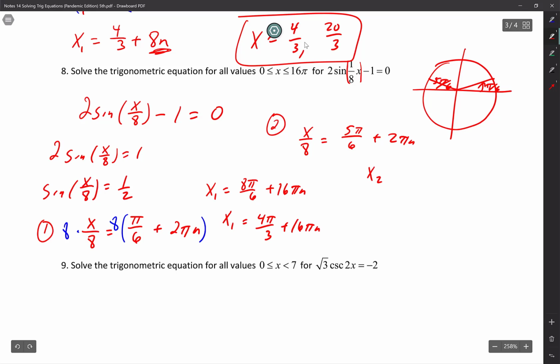All right, here's X2. Remember what we're doing, guys. We're multiplying by 8. So when I multiply by 8, let's see, X2 equals, that's a 4, that's a 3, 4 times 5 is 20. 20 pi over 3 plus 16 pi n. Disregard that.